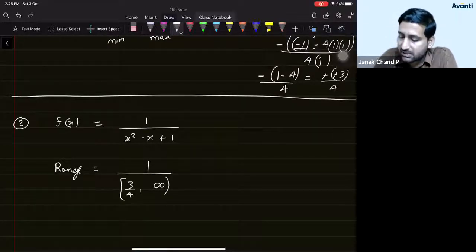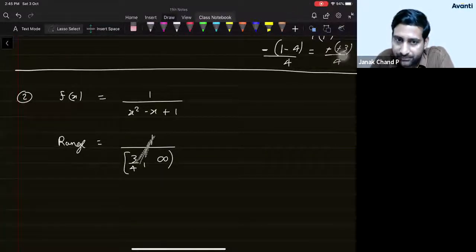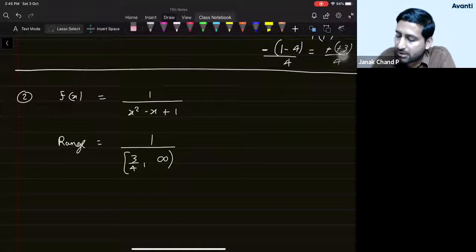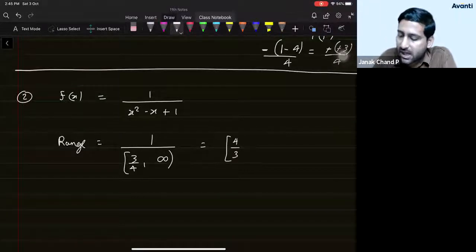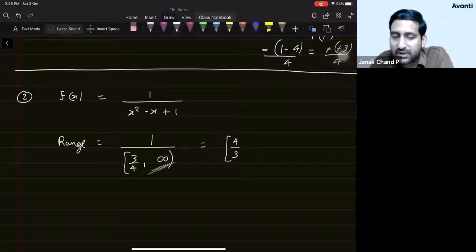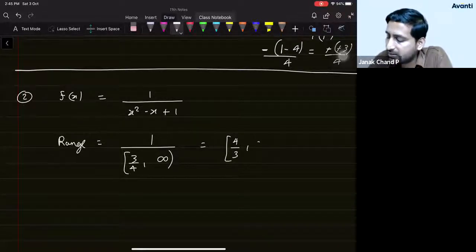But student, this is not the final answer. You should simplify it further. So just take the reciprocal, right? If I take the reciprocal of this, that will get converted into 4 by 3, and obviously that point is included. And what about the reciprocal of infinity, student? Yes, the reciprocal of infinity is 0.